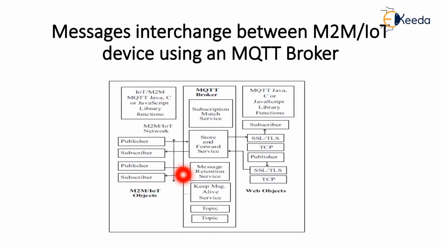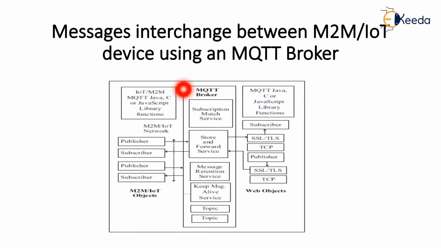Here we are going to see the message interaction between machine to machine and IoT devices using an MQTT broker. The MQTT broker acts as the intermediary between the publishers and subscribers. This is the IBM conceptual framework, which shows the MQTT applications for communication management functions. It shows the messages interchanged between M2M IoT device objects, that is, publishers and subscribers, using an MQTT broker.